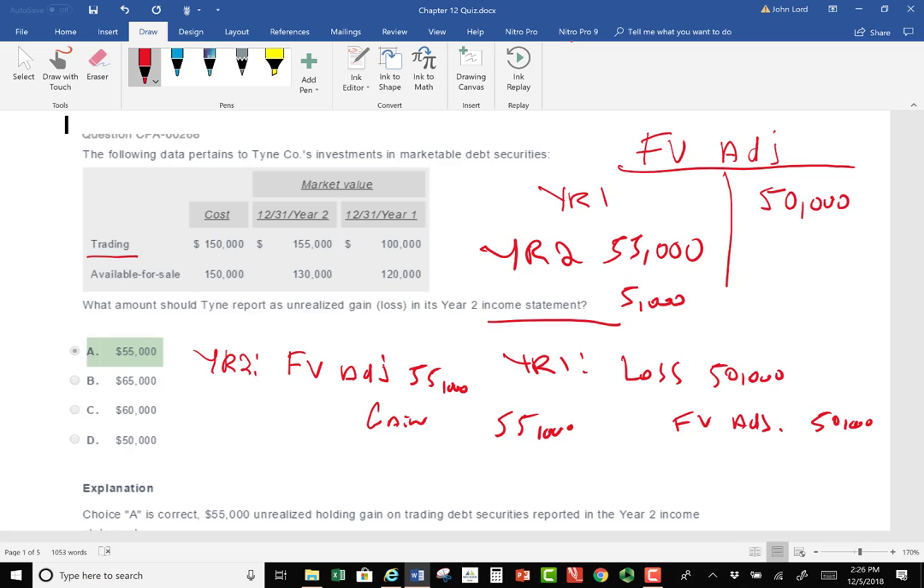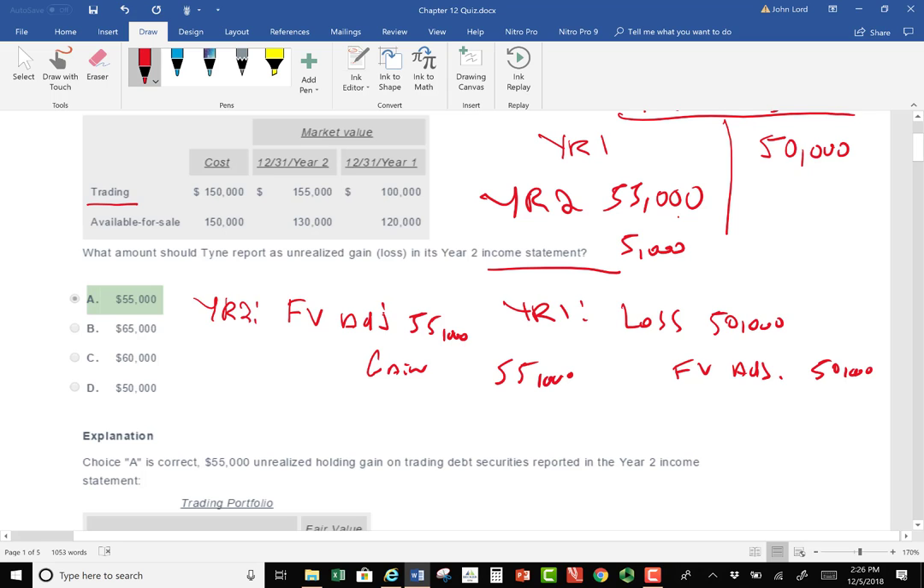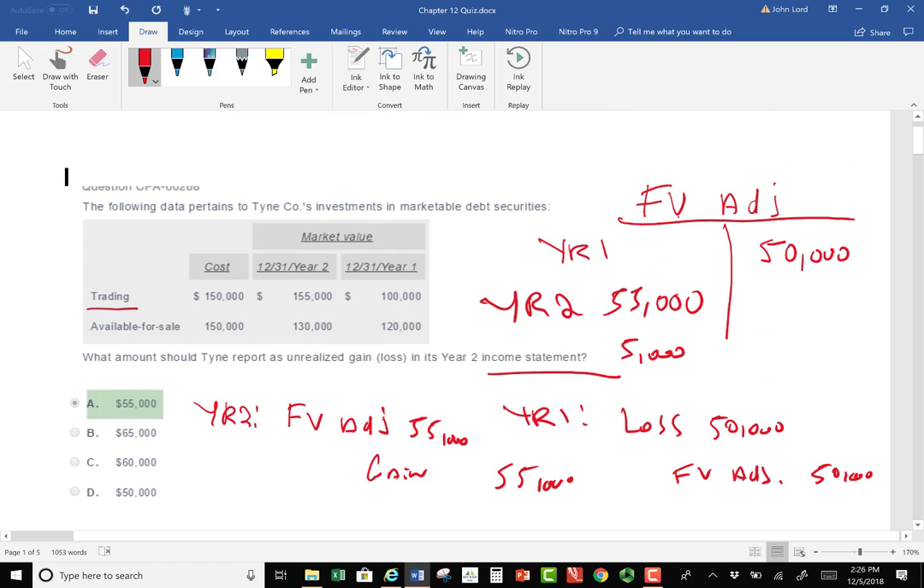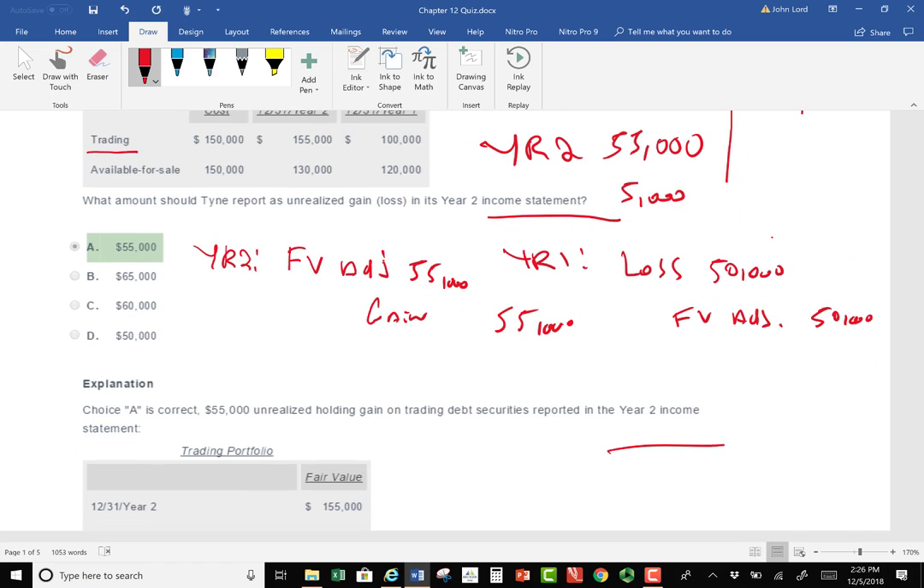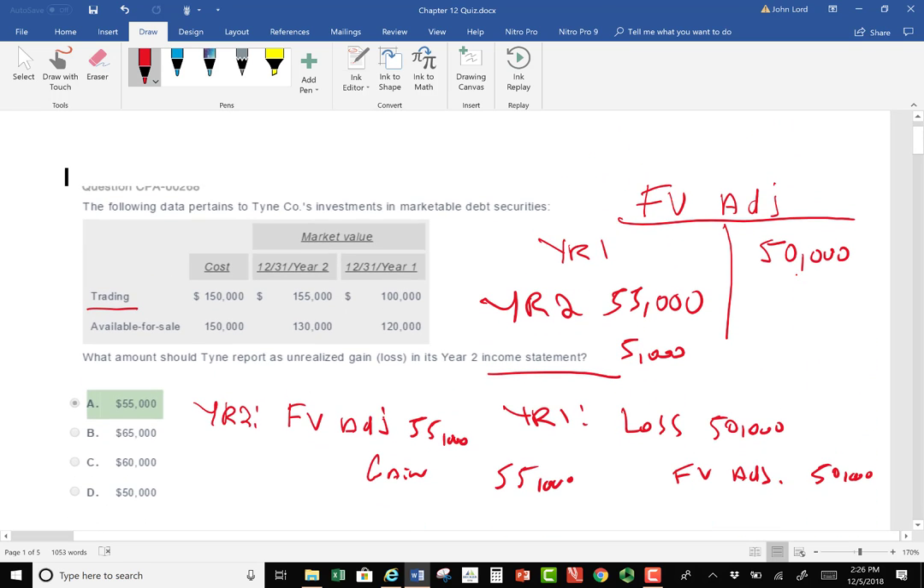Okay, so we debit the loss, we credit the fair value adjustment, $50,000. Now, when we debit the loss, of course, we have to close the loss, so we'll credit the loss, we'll debit OCI. There'll be $50,000 sitting in accumulated OCI. Oh no, this is not. This is a trading security, isn't it? Yeah, that's why you guys are looking at me like that. These are trading securities, because it's asking me about the income statement. So we'll take that loss of $50,000 to the income statement. But that's year one, isn't it? Okay, good.